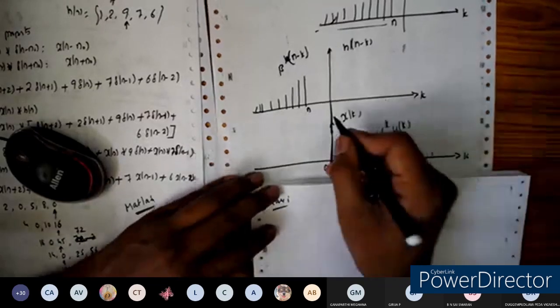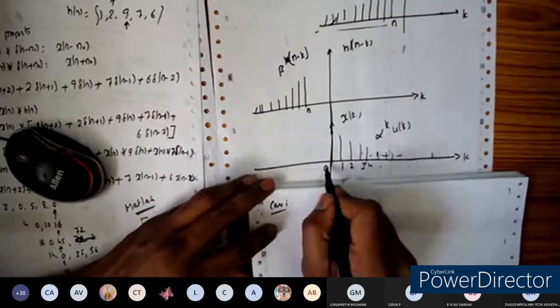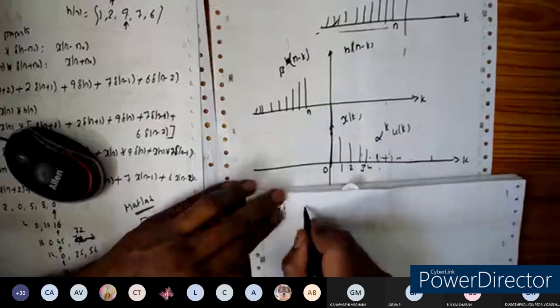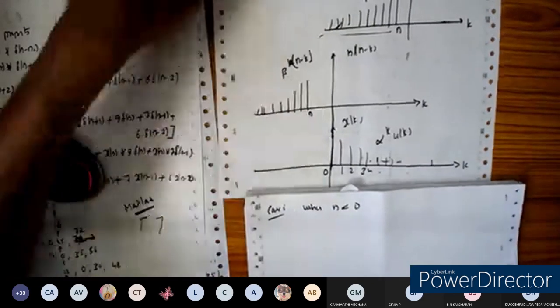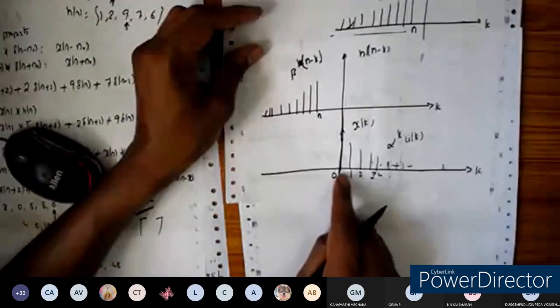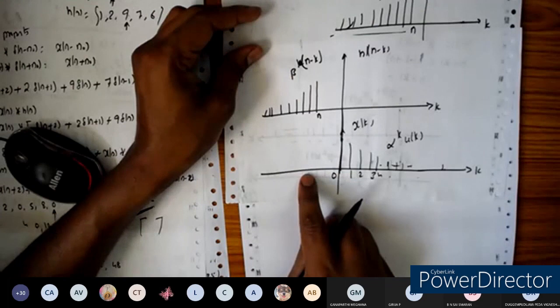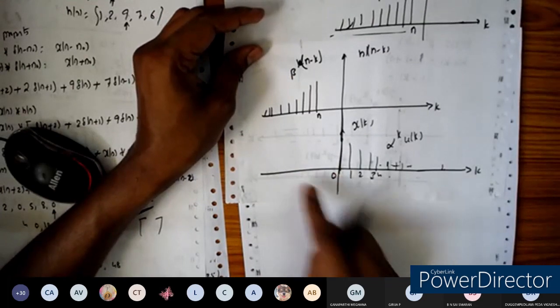Okay, fine. So the first case I'm going to take is when n is less than 0. When n is less than 0, you can see there is no overlapping of the sequences here.